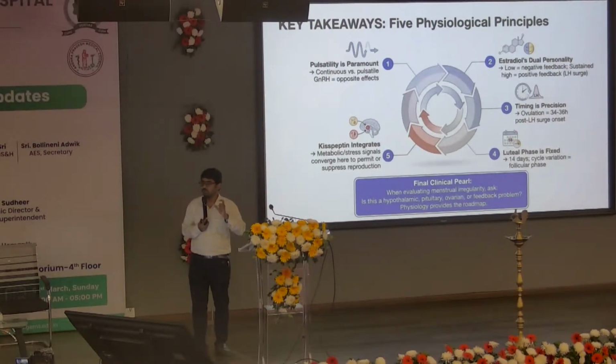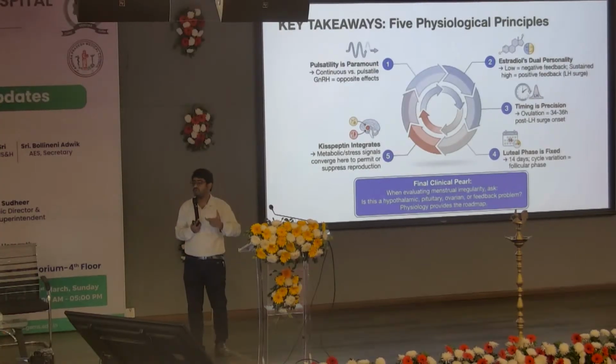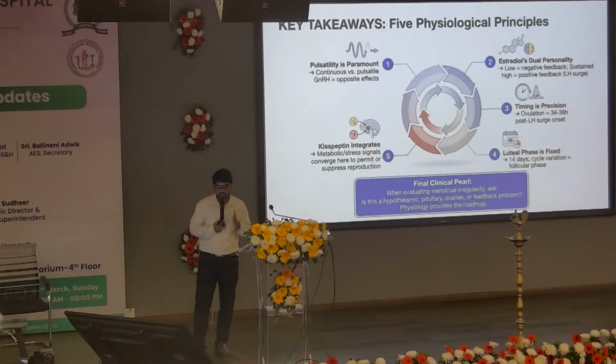They modulate whether to permit or to arrest reproduction by taking different signal inputs from different areas, like metabolic signals, stress signals, and environmental factors. And coming to the final keynote: in your daily practice, when you think about menstrual irregularities, you have to ask the question, where is the problem? The problem is at the level of the hypothalamus, or pituitary, or ovary, or with the feedback mechanisms. So ultimately, the physiology provides the answer for your treatment.